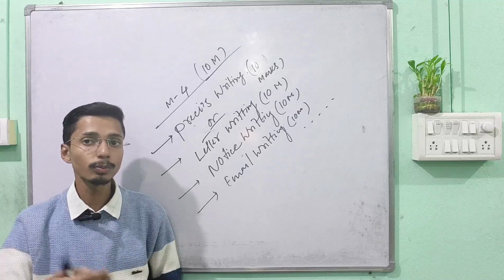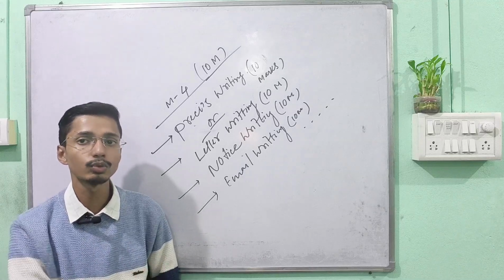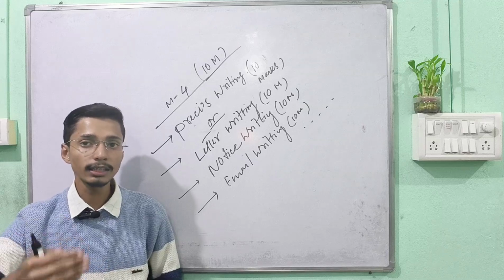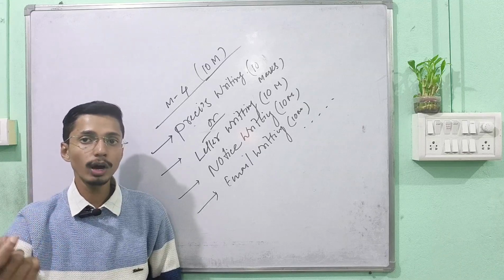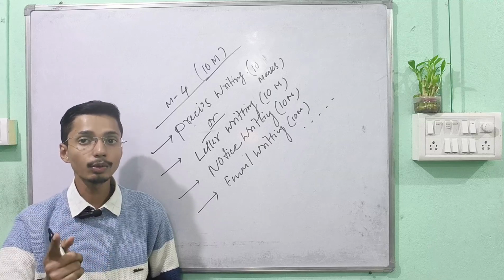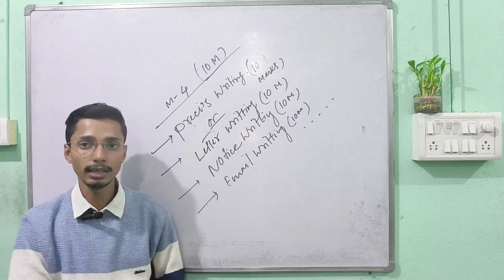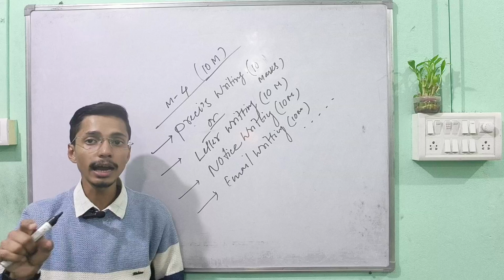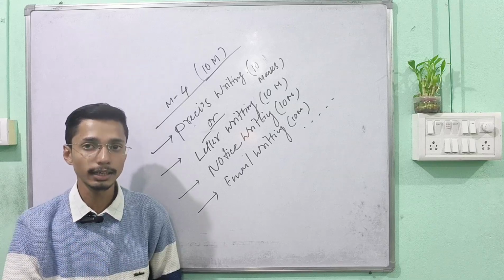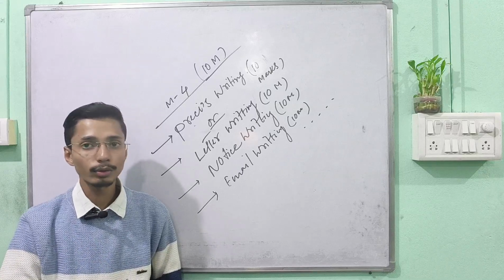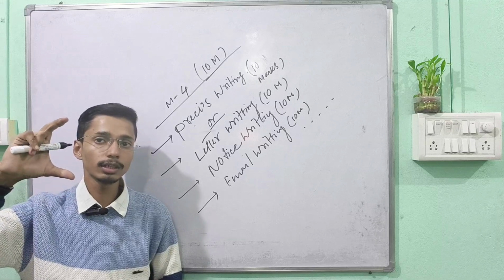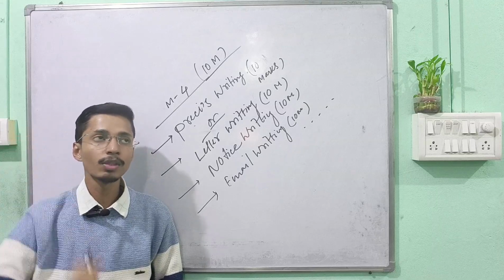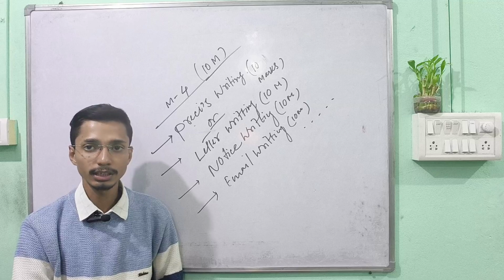So what are the rules of precis writing? I will explain in today's lecture. You have to summarize the 300 word passage to 100 words, and you have to mention a suitable title. Okay, title means a heading. You have to mention a suitable title, and then you have to write the shortened passage. Okay, this is your precis writing.